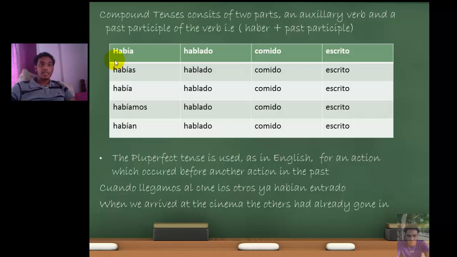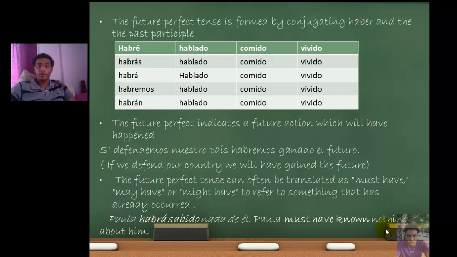Now, compound tenses, right? These are formed by haber and the relevant past participles. By the way, escrito is irregular, which means written, right? This is the pluperfect tense, right? So we have the imperfect of haber and the participles, right? So cuando llegamos al cine, los otros ya habían entrado. When we arrived at the cinema, the others had already gone in, right? So that's an example there.